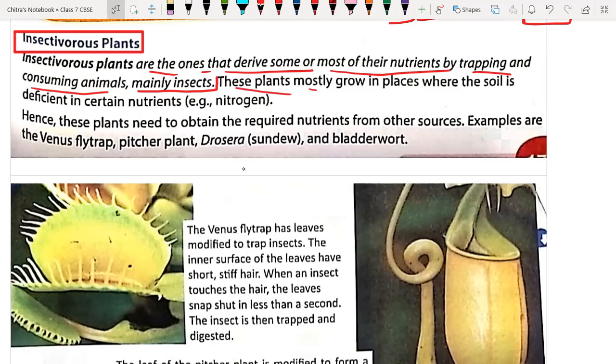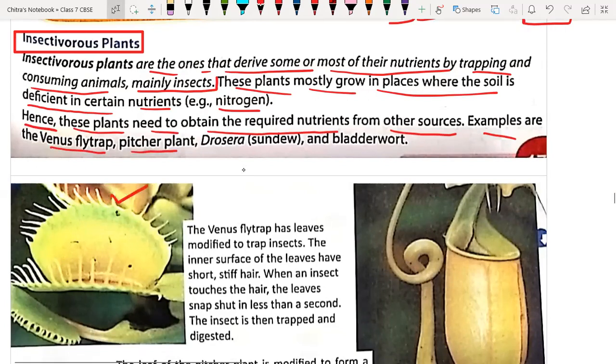These plants mostly grow in places where the soil is deficient in certain nutrients like nitrogen, and they get those nutrients from insects by modifying themselves. Hence, these plants need to obtain the required nutrition from other sources. For example, the Venus flytrap, and we have the pitcher plant here.